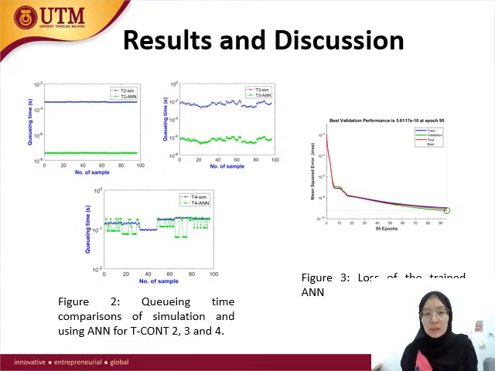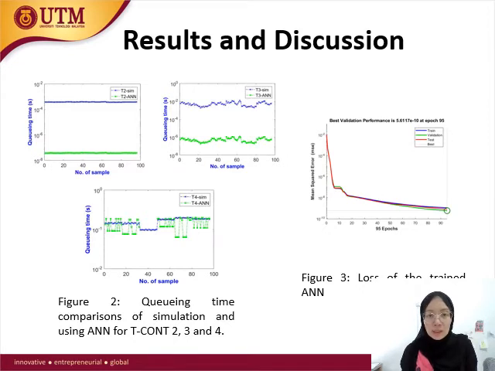Here are the results obtained from the trained ANN. Figure 2 presents the queuing time attained using the trained ANN and the target queuing time for each TCON. Target queuing time is actually the simulation of queuing time for each TCON. For testing purposes, input data of traffic load 0.9 is used. The trained ANN queuing time for TCON 3 is very similar to the simulation. The trained ANN queuing time values for TCON 4 show a significant difference from its simulation values.